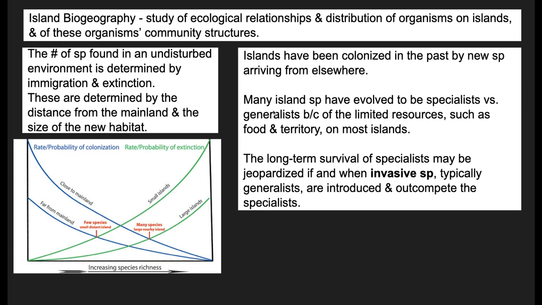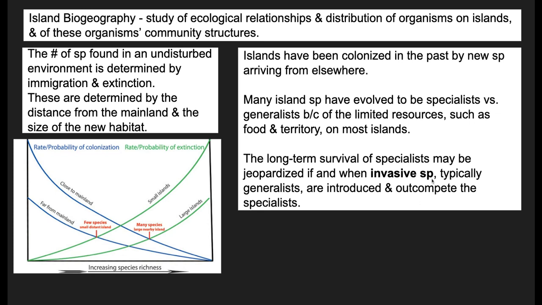So if generalists arrive into an island in which specialists already inhabit, then generalists will overtake the specialists, risking the population of specialists. Now, this form of generalists will be invasive species. Now, remember that invasive species are a type of generalist species.